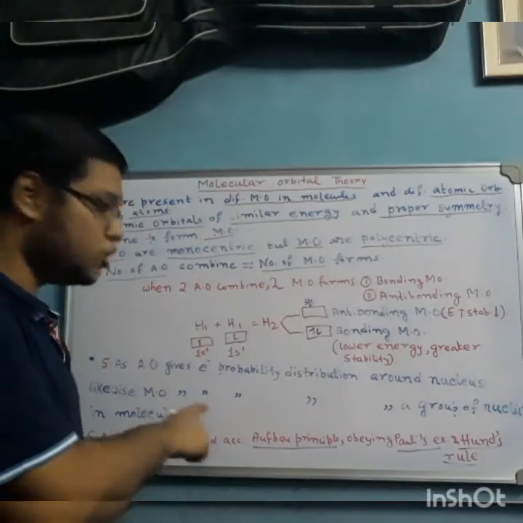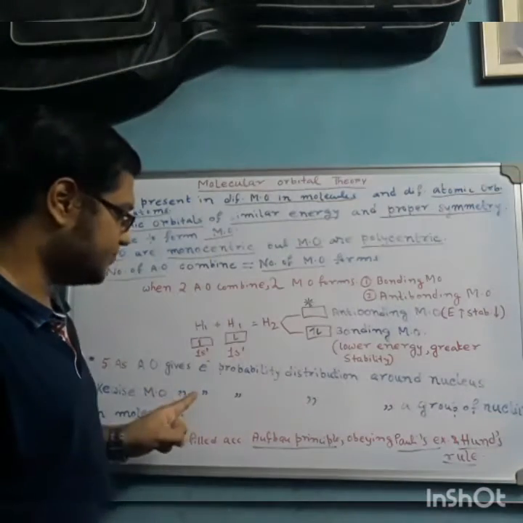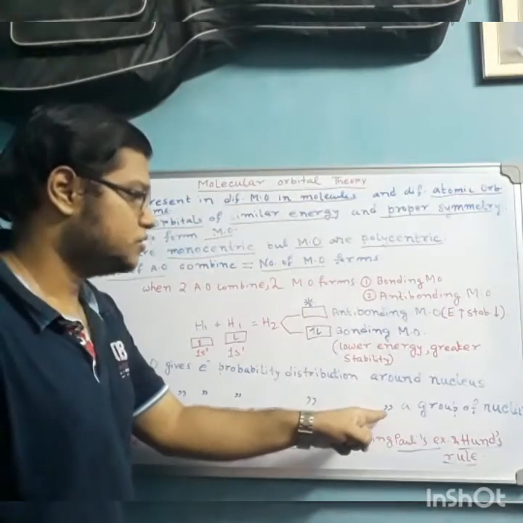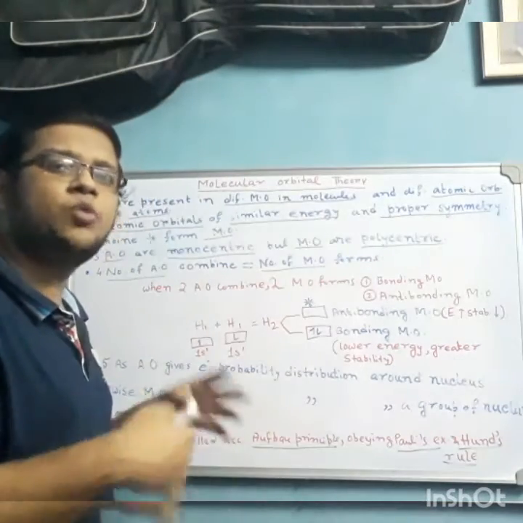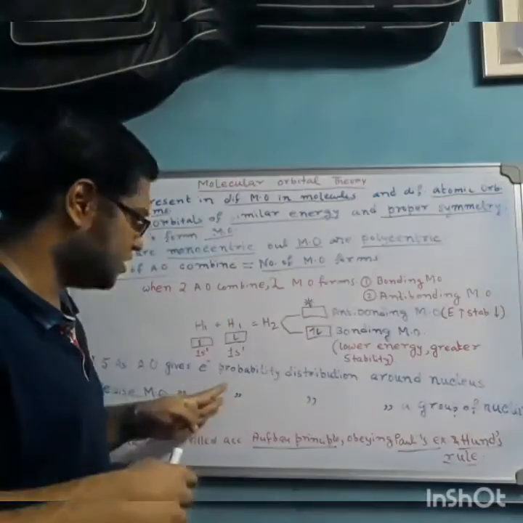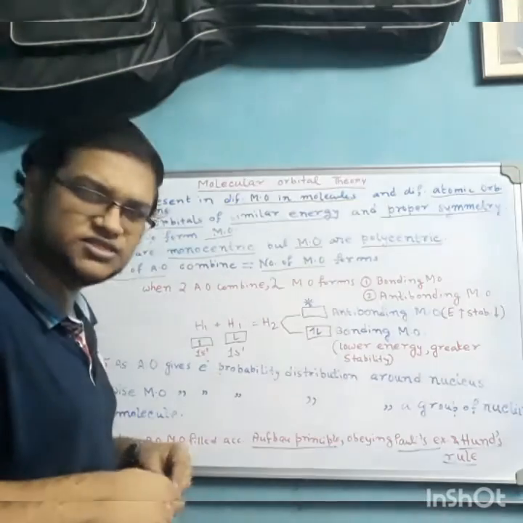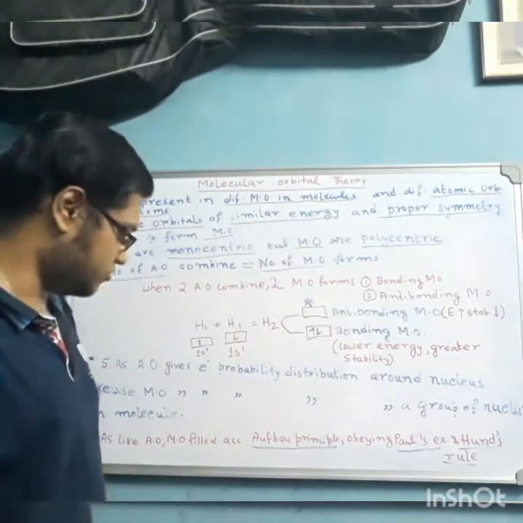But in the case of molecular orbitals, the electron probability distribution is around a group of nuclei, because more than one atom is combining, so more than one nucleus is present. That's why the electron probability distribution is described around a group of nuclei in molecular orbitals.